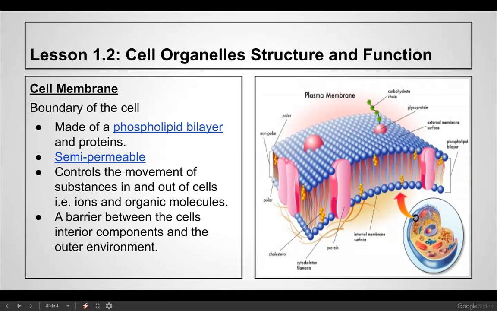Cell organelles, structure and function. The cell membrane is the boundary of the cell, made of a phospholipid layer. That's this layer here, which has some proteins in it, these pink items. This membrane is semi-permeable, meaning it allows some things in and out, and some things it prevents from entering or leaving. It controls the movement of substances in and out of cells, for example organic molecules or ions. Ions are just charged particles. It is the barrier between the cell's interior components and the outer environment.